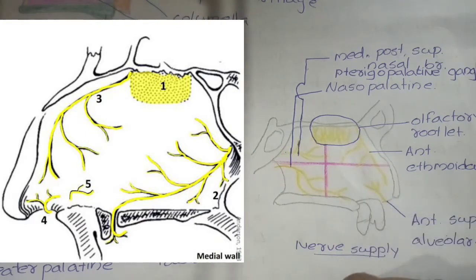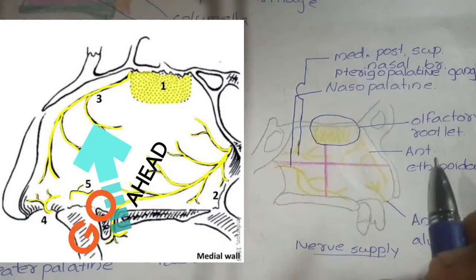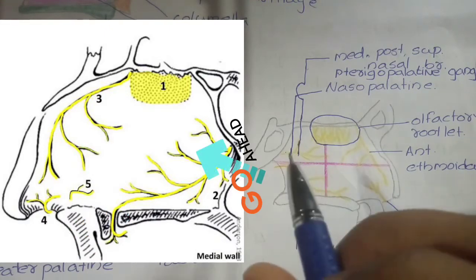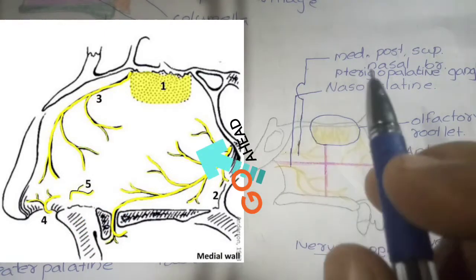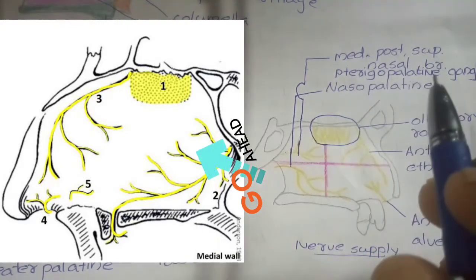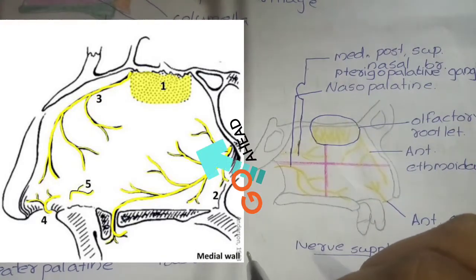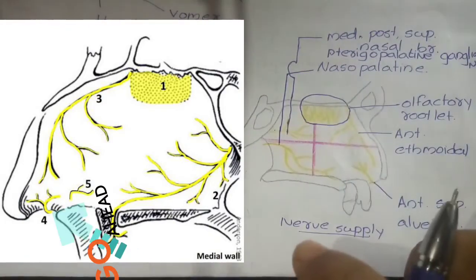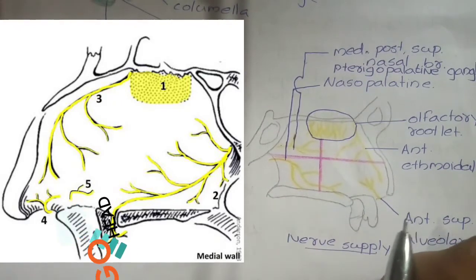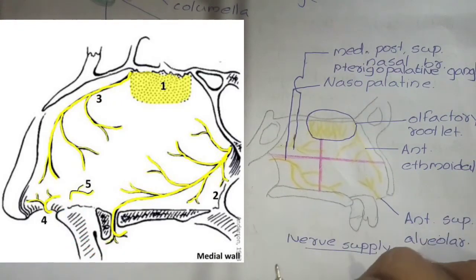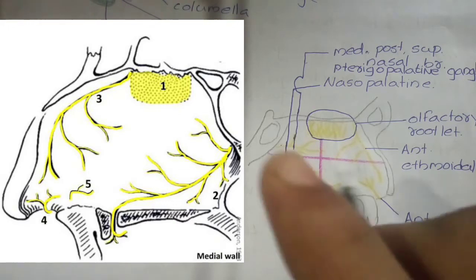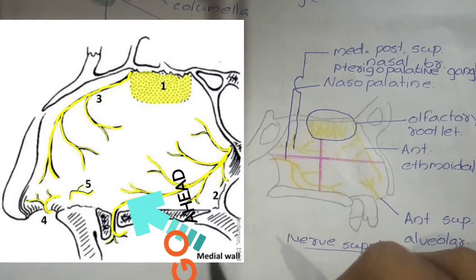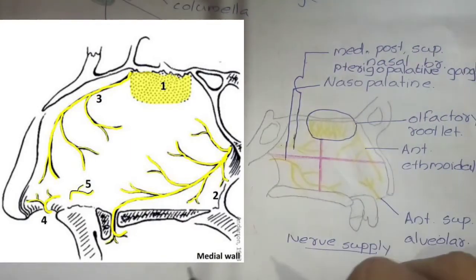The anterior superior part is supplied by the anterior ethmoidal nerve, which is shown in this diagram here, and the posterior superior part is supplied by the medial posterior superior nasal branch of the pterygopalatine ganglion, and the anterior inferior part is supplied by the anterior superior alveolar nerve, and the posterior inferior part is supplied by the nasopalatine branch of the pterygopalatine ganglion, and it is the main nerve.